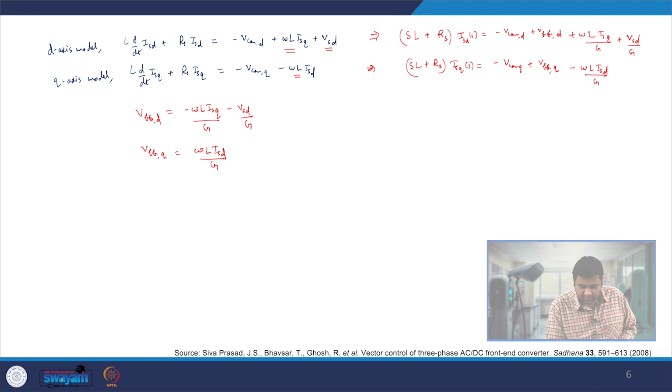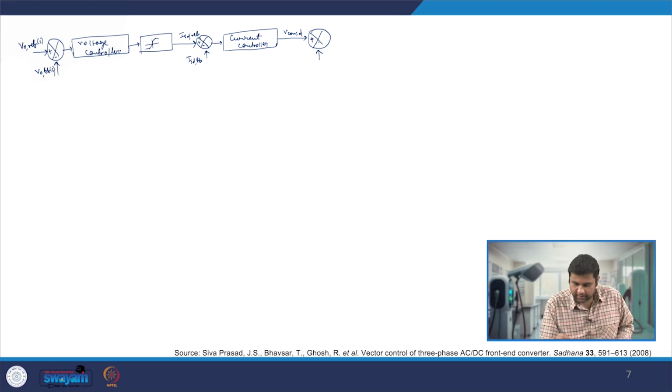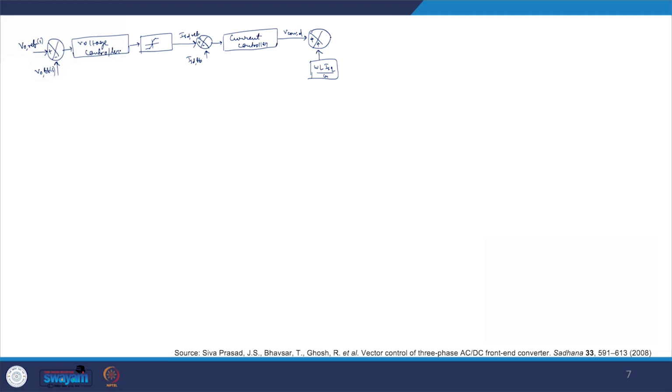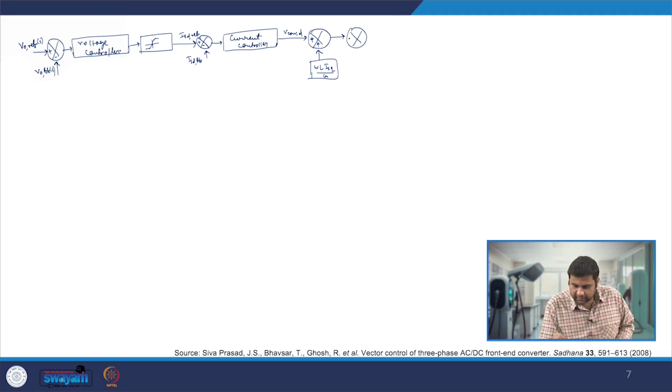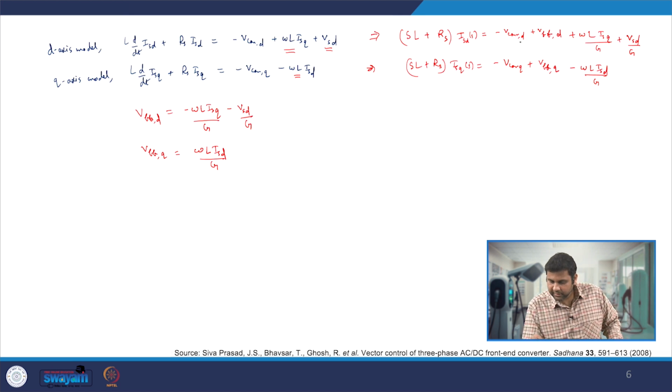The first feed forward term is nothing but omega L ISQ by gain G. So we will add omega L ISQ by G, and this we will send to the negative sign because both are of negative sign, and this will be nothing but my VSD by G. The output of this, if you look very carefully, we have already defined this feed forward term, that means already this will get cancelled out.